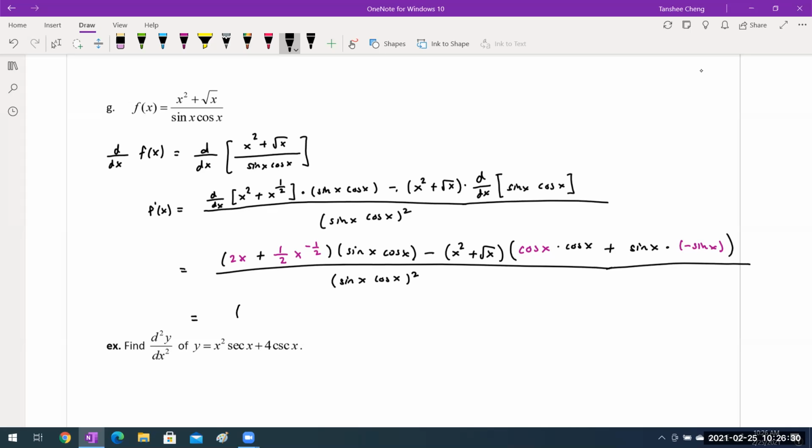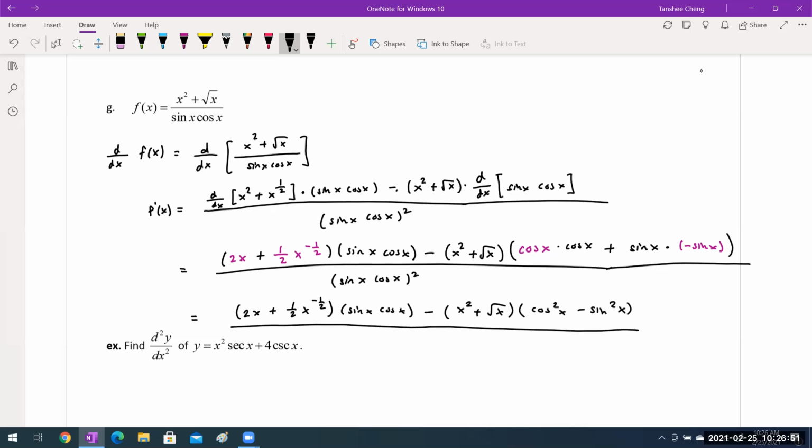So which is 2x plus 1/2 x to the negative 1/2 sine x cosine x minus x squared plus square root of x times cosine squared x minus sine squared x, all over sine x cosine x quantity squared, right?